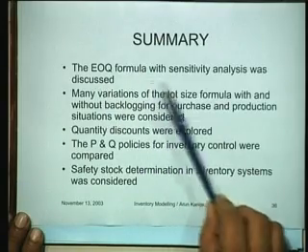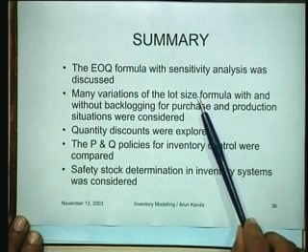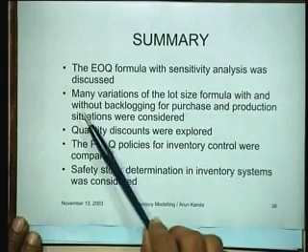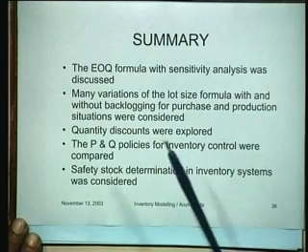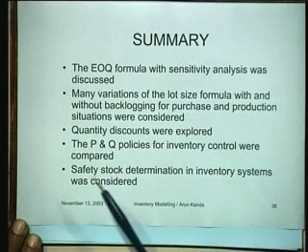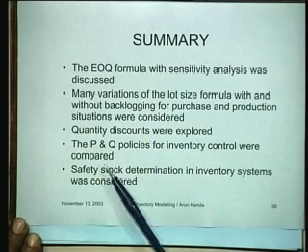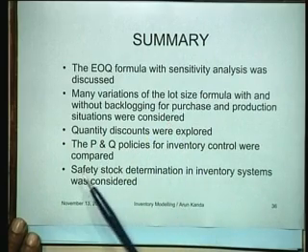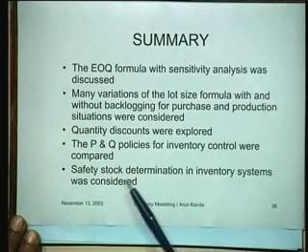Finally, let's conclude and see what we have tried to do in this lecture. We have seen the EOQ formula with sensitivity analysis, and various variants of the lot size formula for different situations and their examples, with backlogging and without backlogging, for both the purchase and the production situation. Quantity discounts were explored and how to find the optimum EOQ levels in these cases. The P and Q policies for inventory control were compared, continuous review and periodic review policies. And finally, we had a look at methods of determining the safety stock in inventory systems.